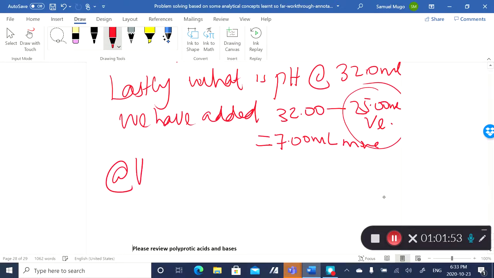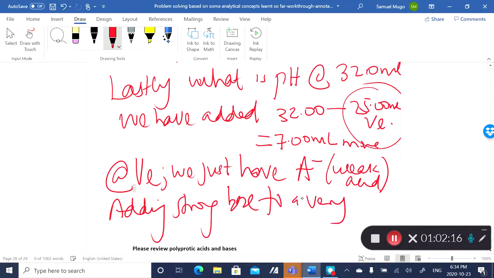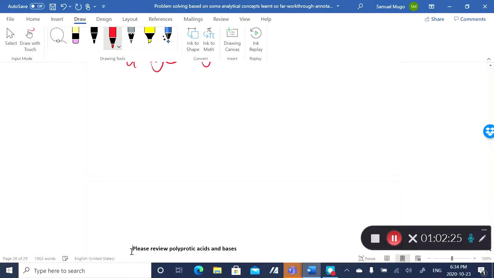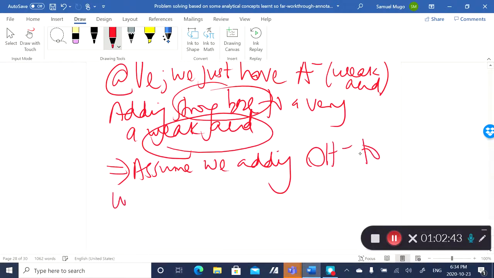Now, at equivalence, remember what we said. We just have the A minus, which is a very weak base. And what we are doing now is simply adding strong base to a very weak base, meaning we can simply neglect the effect of the weak base and just imagine we are adding strong base to water. So just assume, which is true, we are adding OH to water. And so the concentration then of the OH that we are adding is this: 7 mil is what we've added in excess after we got the water.